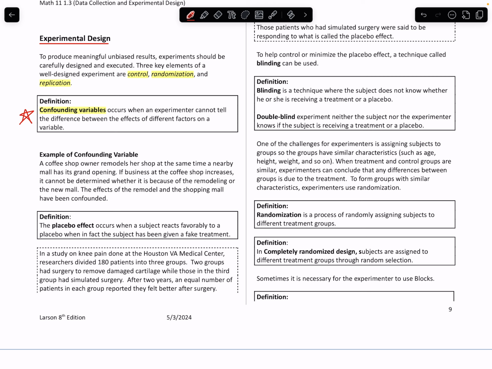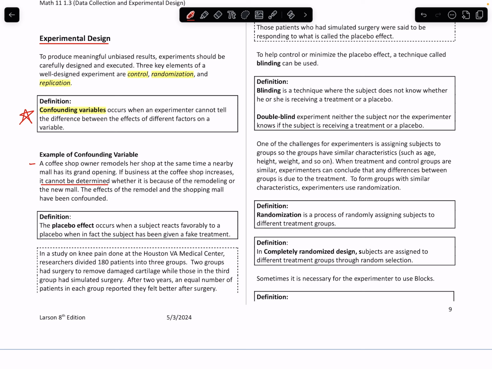Another example of this is a coffee shop owner who remodels her shop. At the same time, a nearby mall has its grand opening. If business at that coffee shop increases, it cannot be determined whether it is because of the remodeling, because everyone likes the new look and design and the layout of the couches and the chairs and tables, or because there was a new mall and a bunch of people who go to the mall think, while I'm there, I might as well get a coffee.